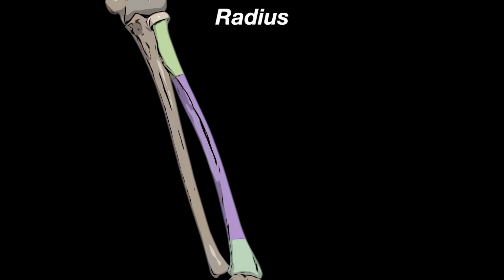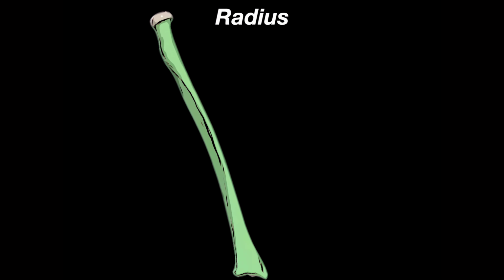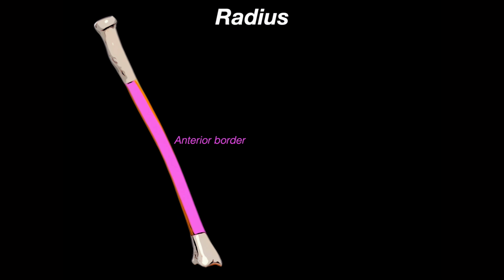The body of the radius is the long part of the bone, which extends between its proximal and distal ends. It consists of anterior, posterior, and interosseous borders, or surfaces, and these define its anterior, posterior, and lateral surfaces. These are proximal to the radial styloid process, are subcutaneous, and easily palpable.